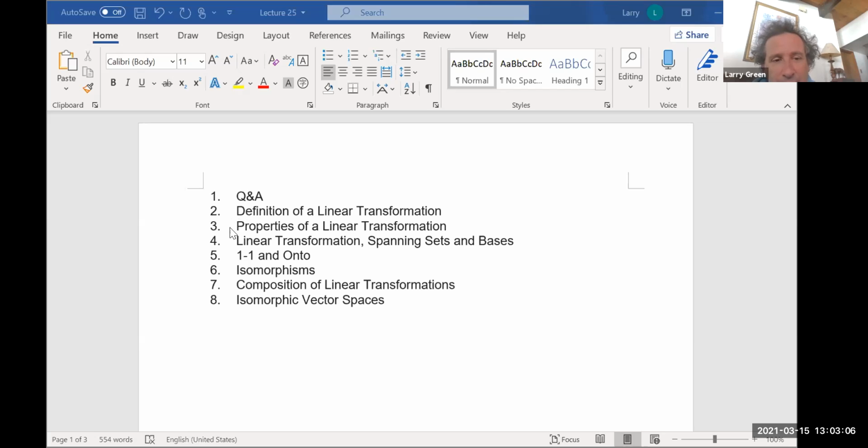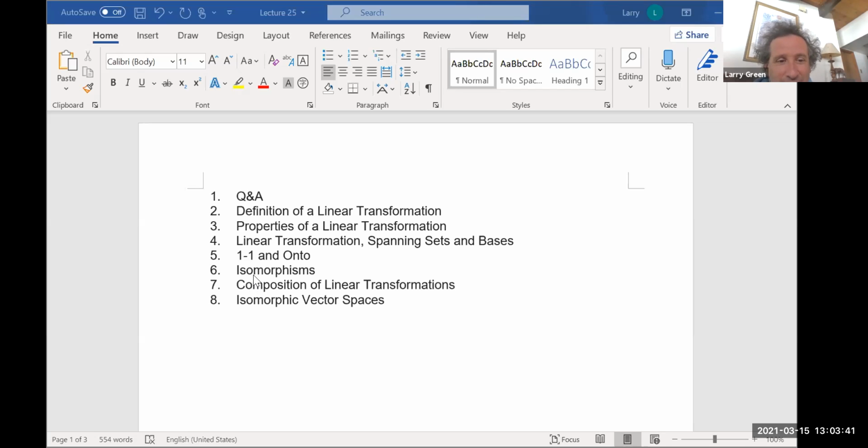So then we'll get into the properties of linear transformations. And then we'll talk about spanning sets, bases, and linear transformations. And then we'll move on to what we've already done. So again, this is all review, except it's review in a way we haven't thought of before, possibly. And that is, what is a one-to-one linear transformation? And what is an onto linear transformation? And as you might guess, the definition is exactly the same as what it was before. The only difference is now our perspective is wider.